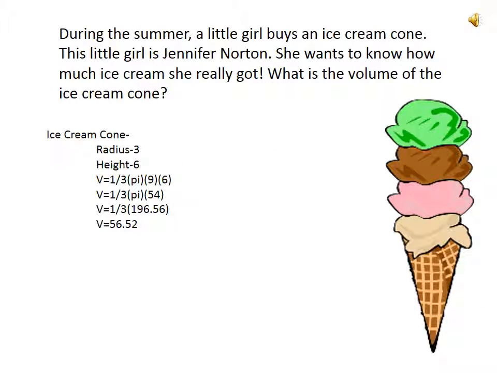During the summer, a little girl buys an ice cream cone. She wants to know how much ice cream she really got. What is the volume of the ice cream cone? The ice cream cone has a radius of 3 and a height of 6. So it's 1/3 times pi times 9 times 6, which equals 1/3 times pi times 54, which then equals 1/3 times 169.56, which makes our volume 56.52.